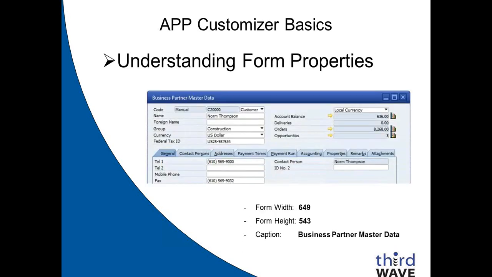Now, forms, which are essentially the windows in SAP, also have properties. And we're looking at the business partner master data form here. This form has properties such as form width, form height, and the caption, which is the text that appears at the top.